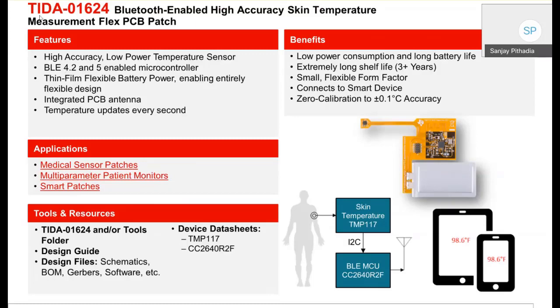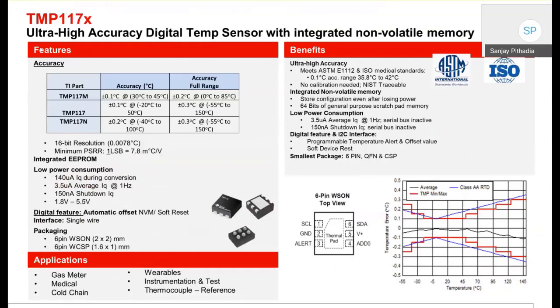You just have to search for TIDA-016244 for this. Just to highlight this device, TMP117, it's an ultra high accuracy digital temperature sensor, and even without doing calibration, we are able to achieve plus or minus 0.1 degree C accuracy in the human body temperature range. So you can look at the specs for this.